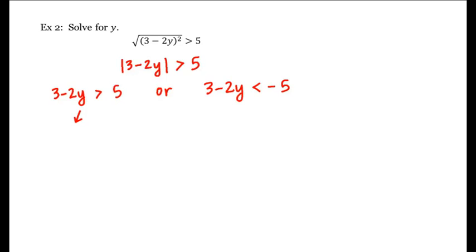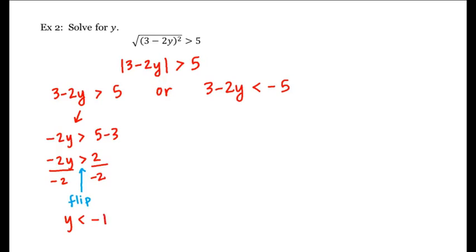Solving this first inequality, we subtract 3 from both sides, which gives us negative 2y is greater than 5 minus 3, or negative 2y is greater than 2. And now we'll divide both sides by negative 2. But remember, we have to flip or reverse the direction of this inequality, which gives us y is less than negative 1.